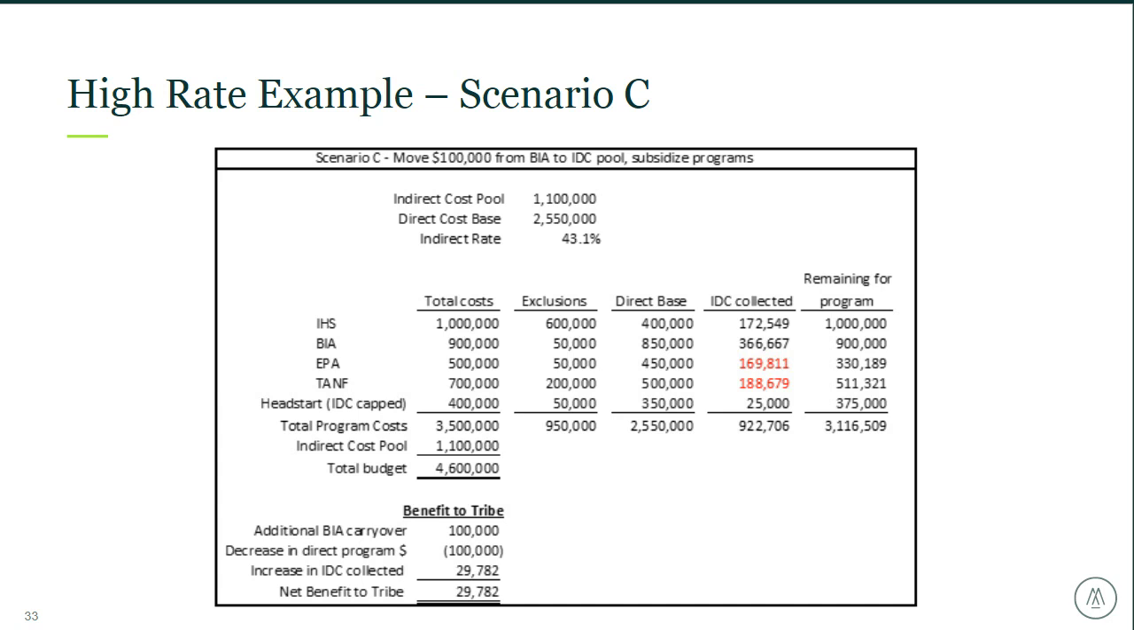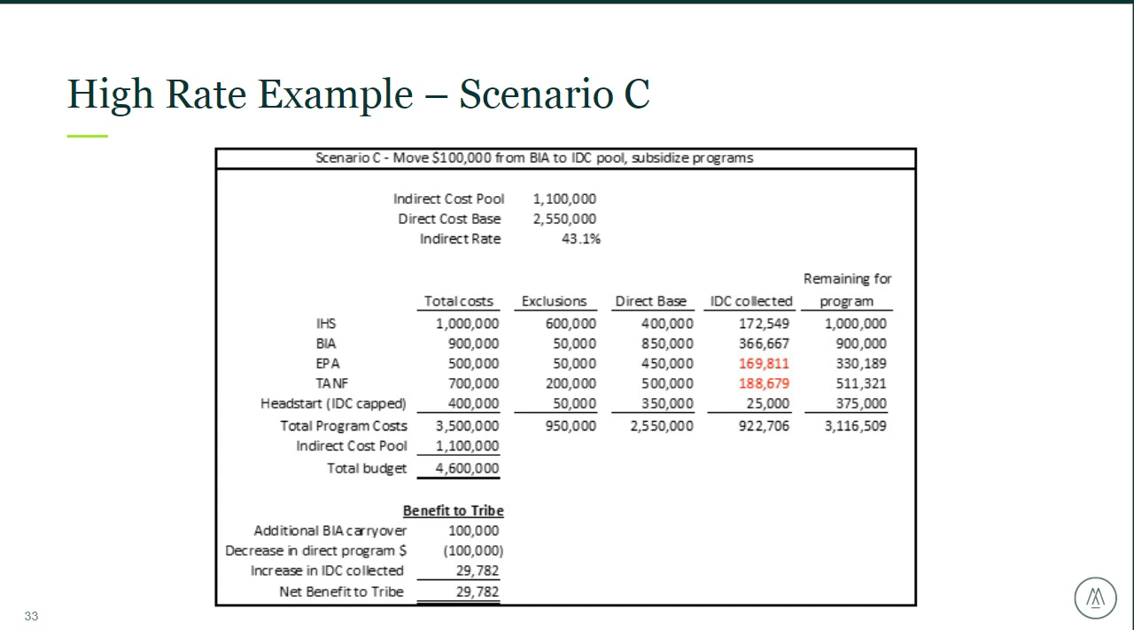So in this calculation, the benefit to the tribe is on the bottom, again, an additional BIA carryover of the 100,000, decrease in direct program cost of the BIA, right? That's no longer $1 million, it's still 900,000. So decrease in direct program cost of BIA. That increase in indirect cost collected is now 29,000 because it increased for BIA and IHS, but we did not increase the indirect cost collections on EPA or TANF. So the net benefit to the tribe in this scenario is 29,782.